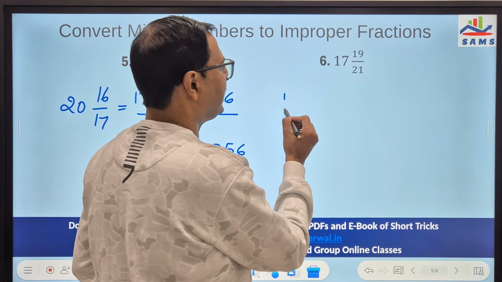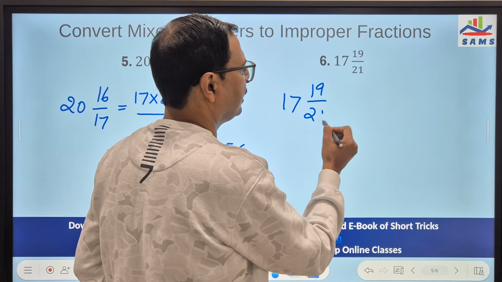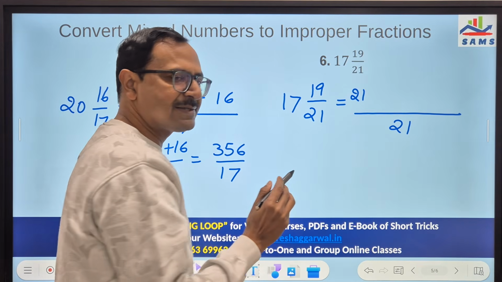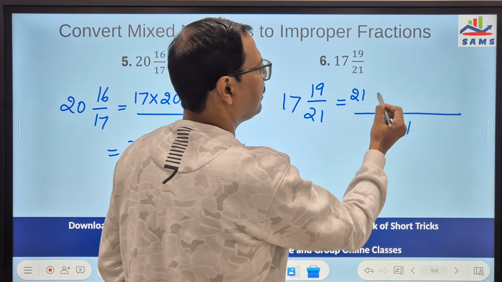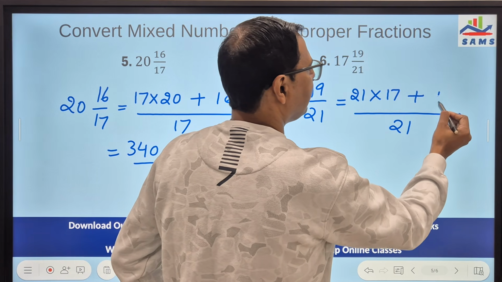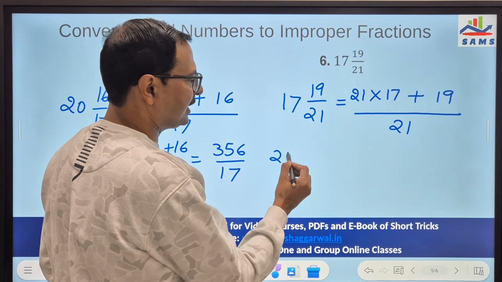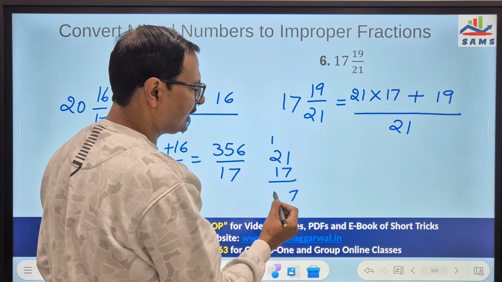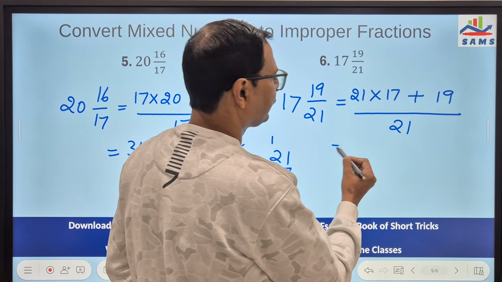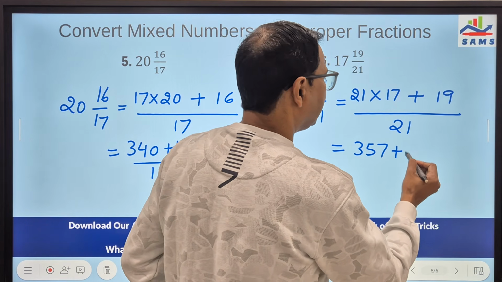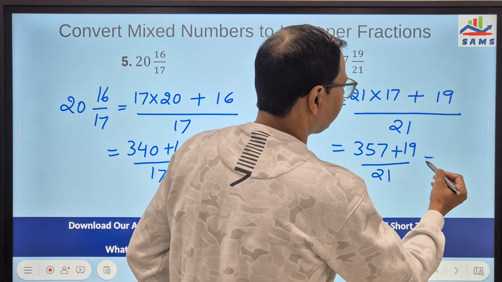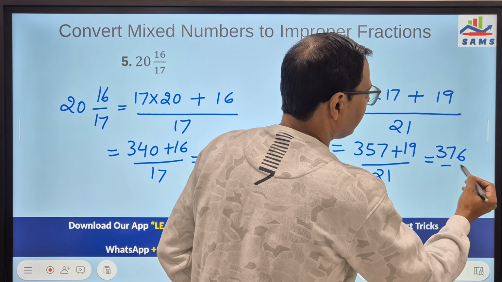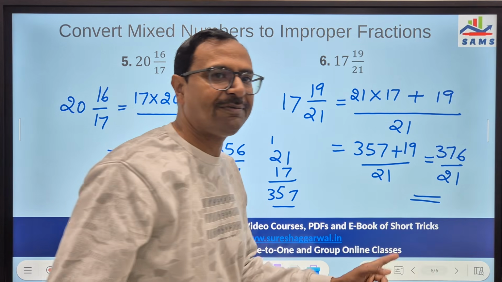One more, 17 19 by 21. So start with the denominator 21, and the numerator also contains the first number as 21 only. Multiply by the quotient 17 and add the remainder to that. Now I have to do 21 times 17. So I should know 17 times table. 17 ones are 17, 7 1 carry, and then the 35. 357. So 357 plus 19 over 21, and 357 plus 19 is 376 over 21, and this is the improper fraction of the given number.